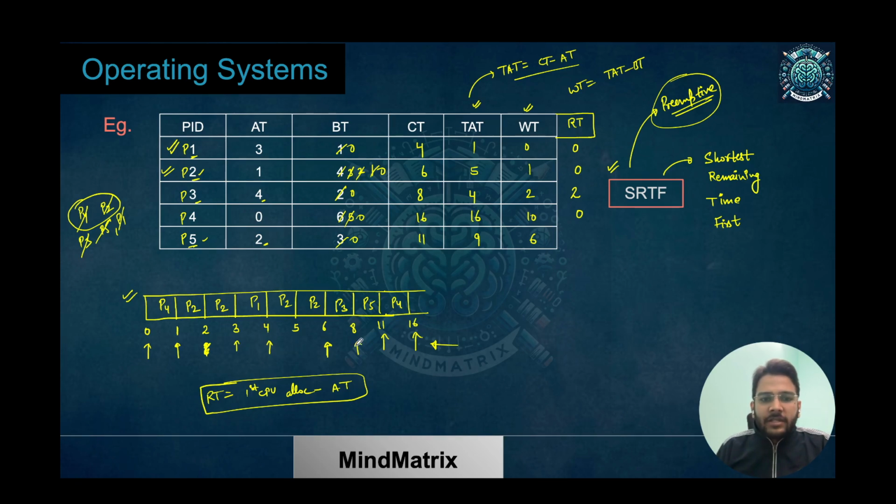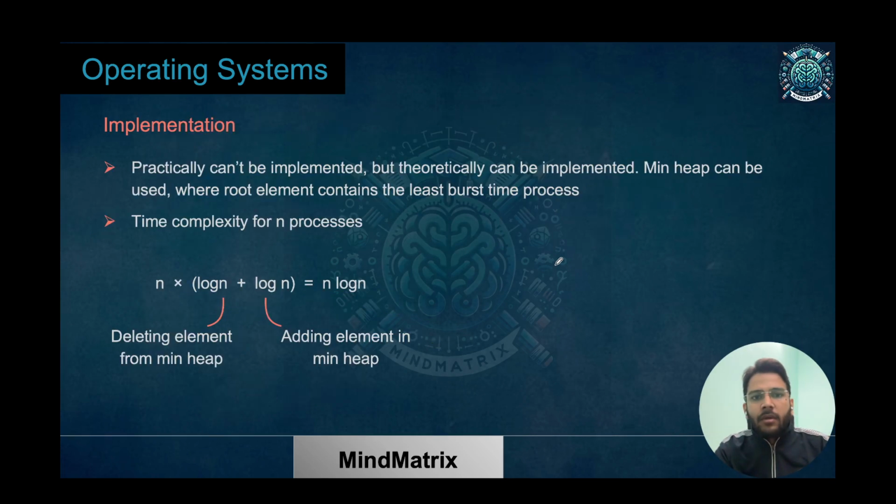For P5, it is 8. So 8 minus 2 is going to be 6. So this is going to be the response time for all the processes. So you can see there is some difference. So in case of preemptive, response time may or may not be equal to waiting time. But in case of non-preemptive CPU scheduling algorithms, response time will always be equal to the waiting time. I hope it is clear how SRTF works, right? How we schedule the processes using SRTF algorithm.